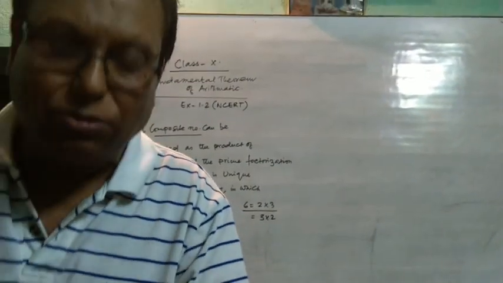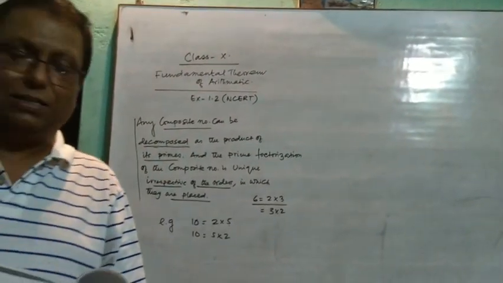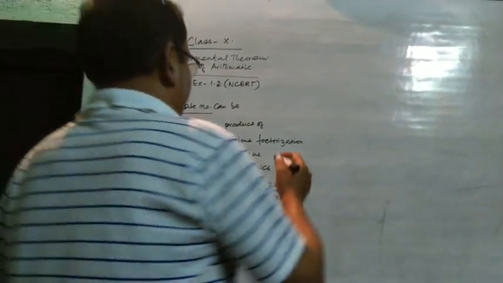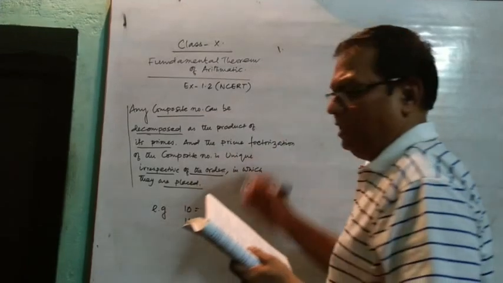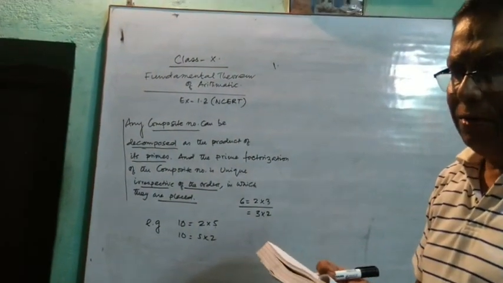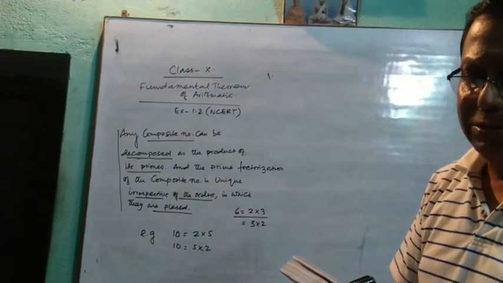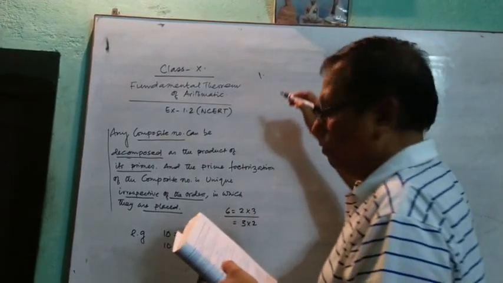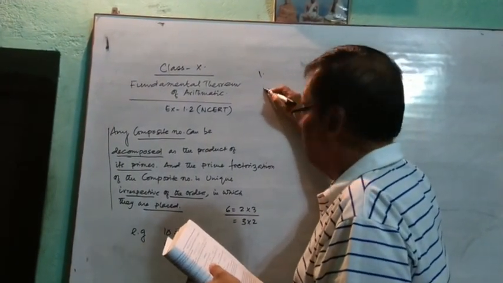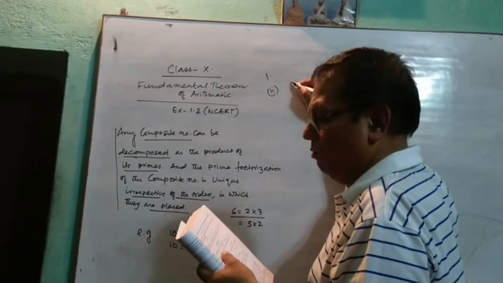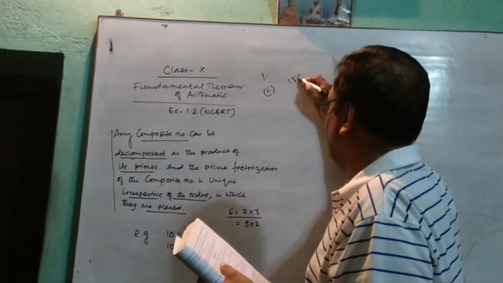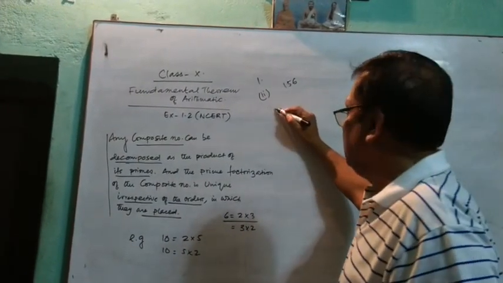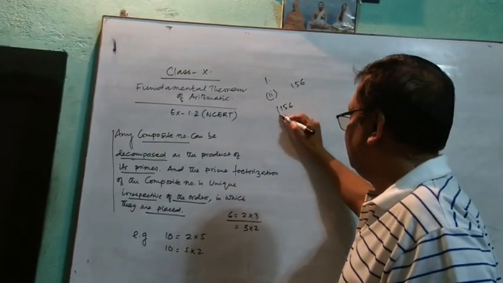Now, on the basis of this theorem, we will start Exercise 1.2. See, the first one, very easy. Express each number as the product of its prime factors. Suppose we are taking 156. One question I am solving for you, the rest you will do. 156, simply the product of its primes. What is the method? Prime factorization.